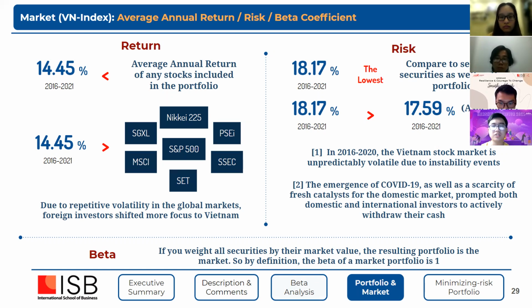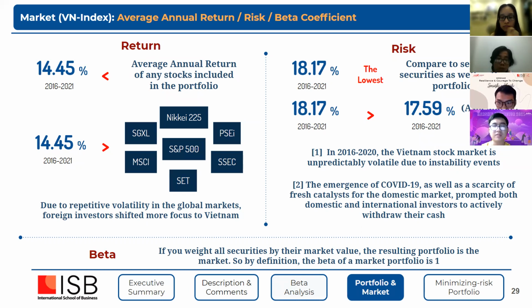A high average annual return has illustrated a bright prospect for the Vietnam stock market during the same period, as well as rising potential for the future. Now, talking about the risk, the annual standard deviation of HOSE from 2016 to 2021 is 18.17%, implying that the annual average return deviated by 18.17% every year from the number of 14.45%, compared to each of the securities separately, as well as our portfolio.